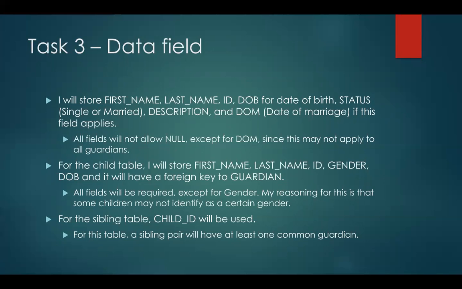And in the child table, I'm storing the first name, last name, ID, gender, date of birth, and I'll have a foreign key to the guardian. All fields are required except for gender. My reasoning for this is that some children may not identify as a certain gender, as I stated previously. For the sibling table, child ID is used. And for this table, a sibling pair will have at least one common guardian.